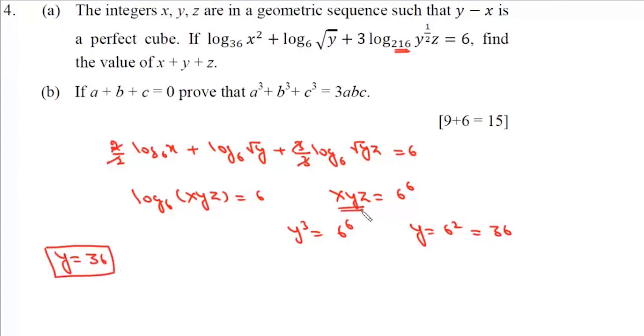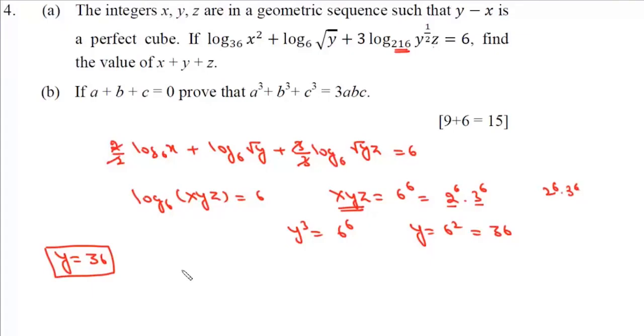Now when we say x into y into z is 6 to the power 6, it clearly means it is equal to 2 to the power 6 into 3 to the power 6. Now from this we can say z is positive, and if z is positive, x is also positive. So that means both x and z are positive numbers, and they have to be some factor of 2 to the power 6 into 3 to the power 6.